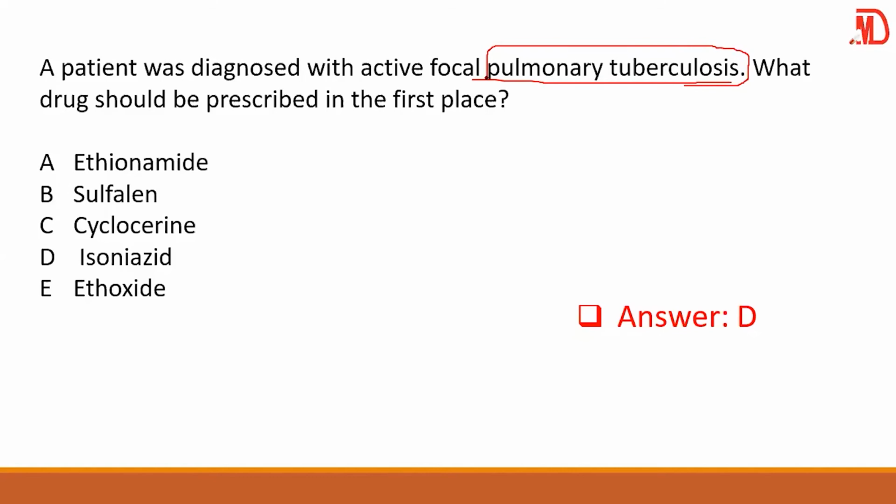Isoniazid. Of course, we also have rifampicin as well. So when isoniazid is used, the next one is rifampicin. Then you can think of ethionamide. There's another drug again that you can think of. There are about four of them. For now, we're thinking of isoniazid. All right.